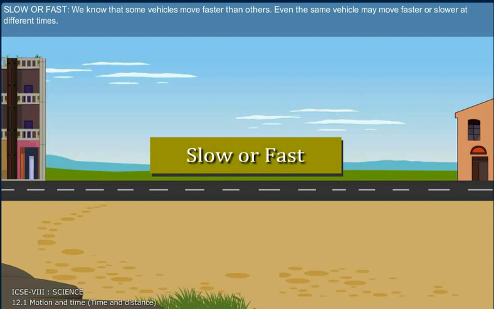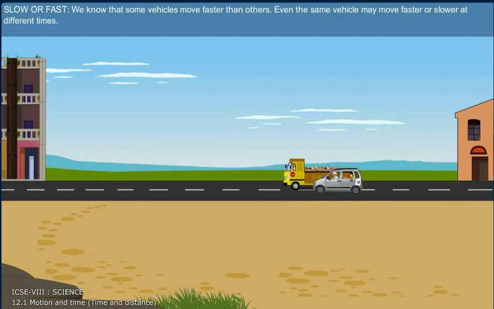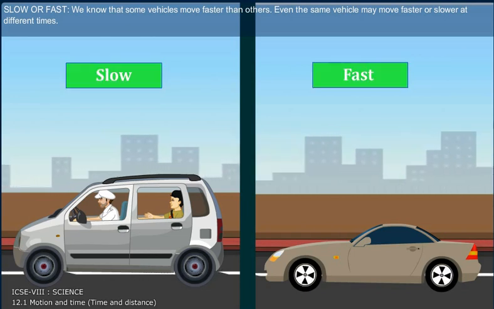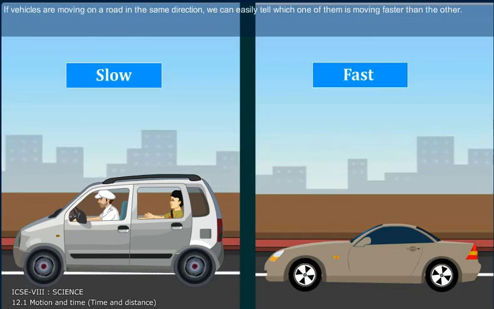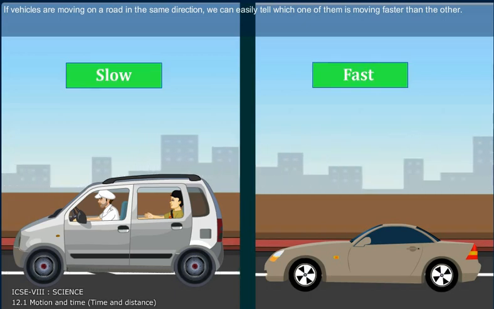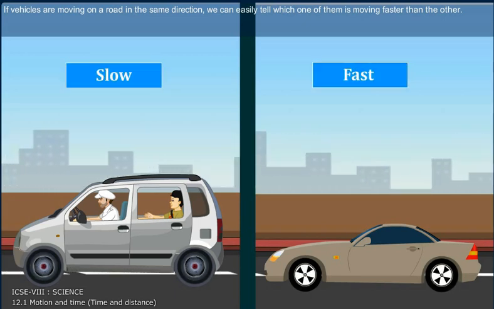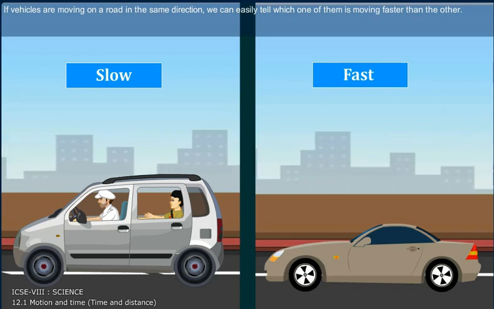Slow or fast. We know that some vehicles move faster than others. Even the same vehicle may move faster or slower at different times. If vehicles are moving on a road in the same direction, we can easily tell which one of them is moving faster than the other.